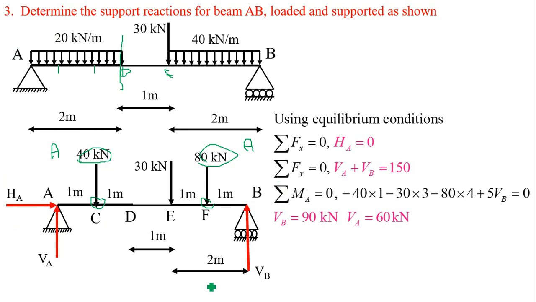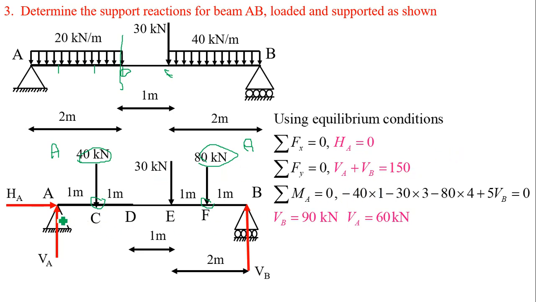And as we have shown the point loads, next is applying the equilibrium conditions: summation of Fx equals 0, summation of Fy equals 0, and summation of moment equals 0. So here HA equals 0, VA plus VB equals 40 plus 30 plus 80, that is 150.